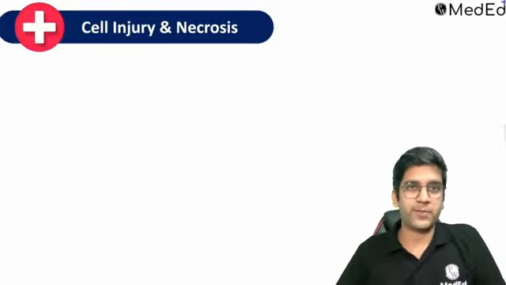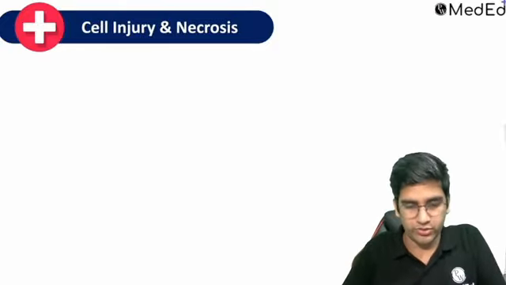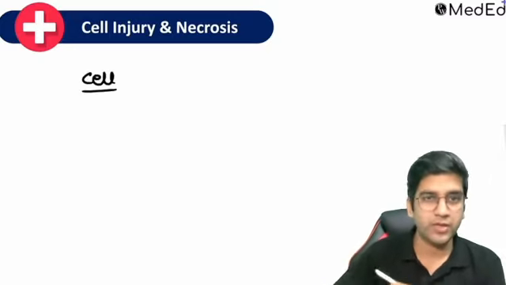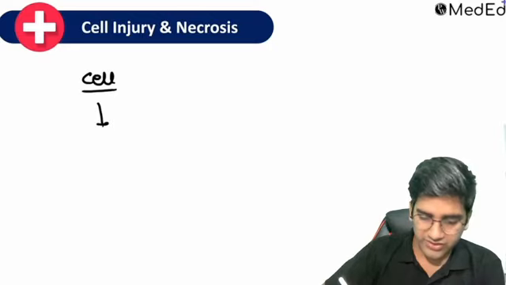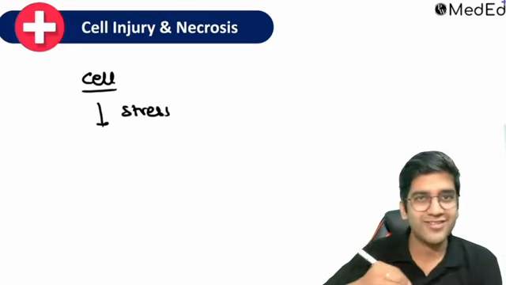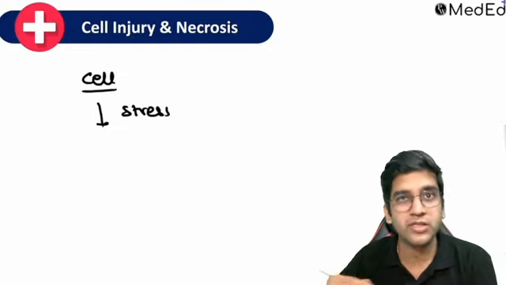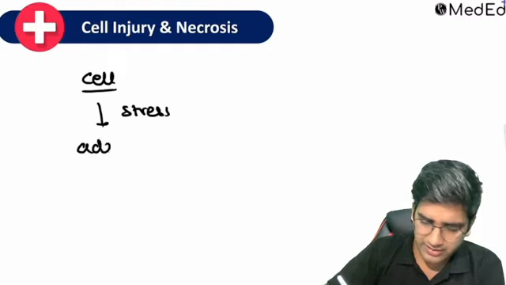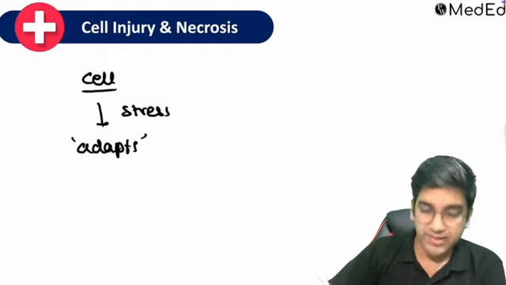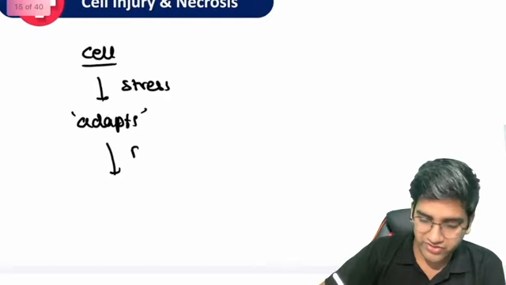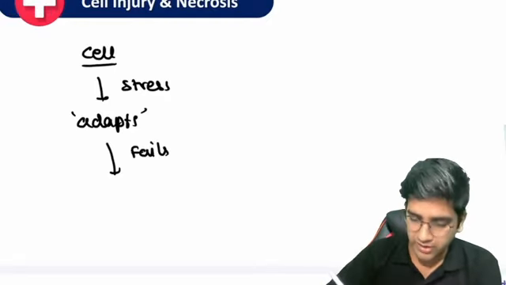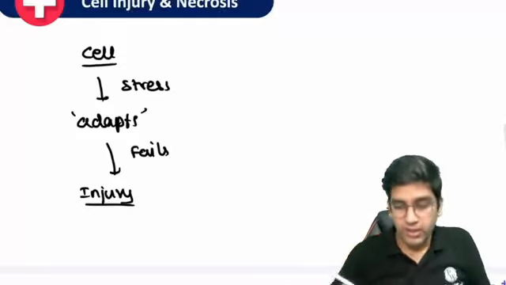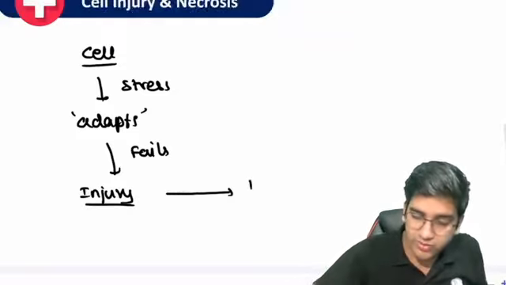Okay, now let's come to the next part. We're going to talk about cell injury and necrosis. I'm just going to write the same thing we read before. We have a cell under stress. A stress can be nutritional, a mutation, a virus, bacterial, autoimmune, anything. A cell has to adapt. If the adaptation fails, or if the stress is persistent, it will result in cell injury or cell damage. Initially, the cell injury will be reversible.